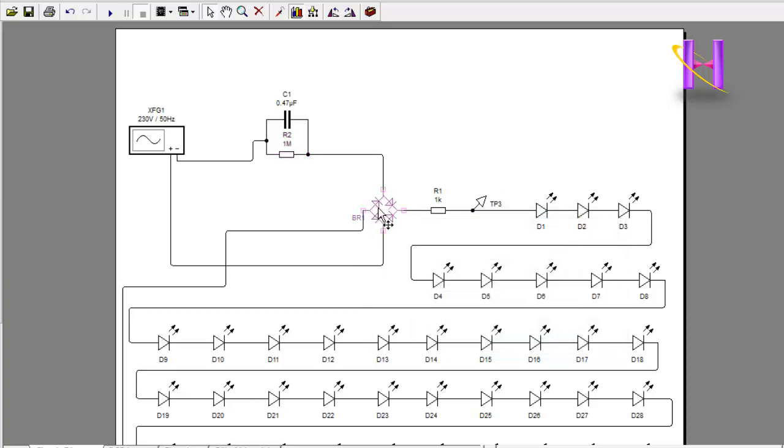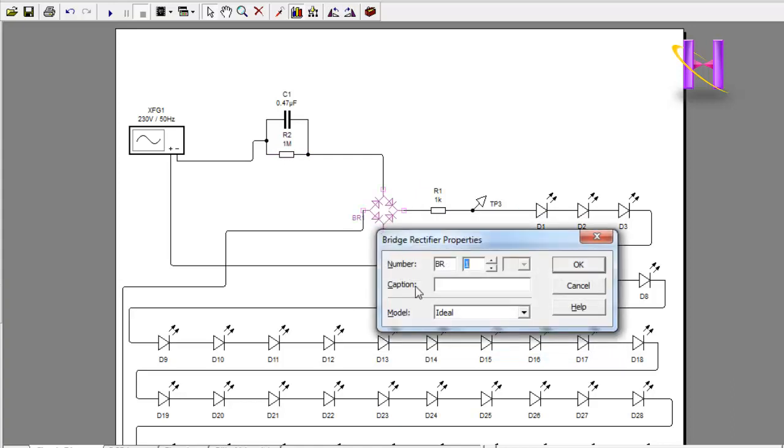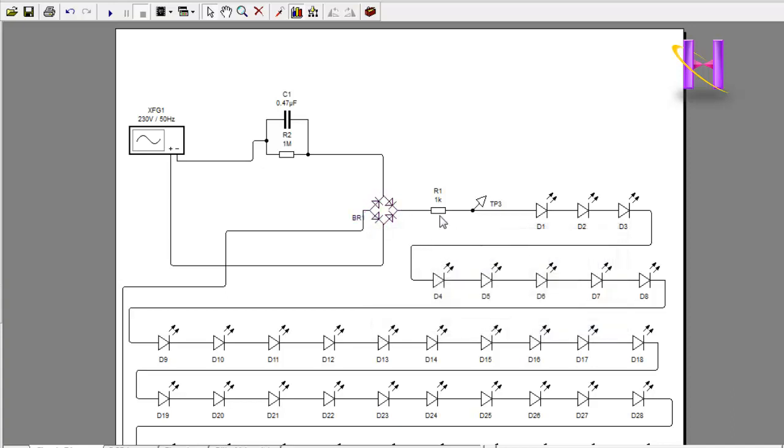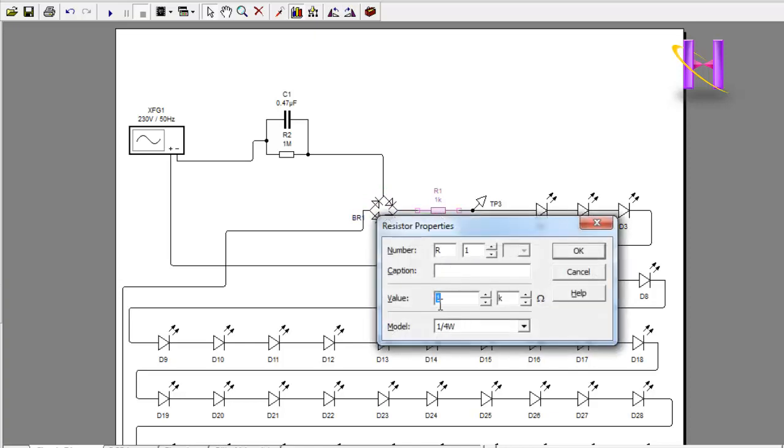Next one is a bridge rectifier, which converts AC into DC current, and a 1K resistor is connected to the positive output of the bridge rectifier to further reduce the current. Now connect all 50 LEDs in series circuit formation.